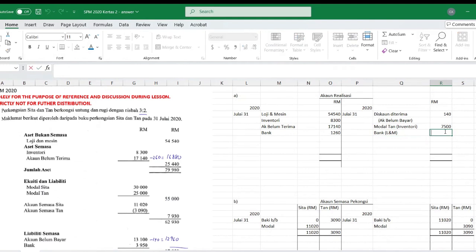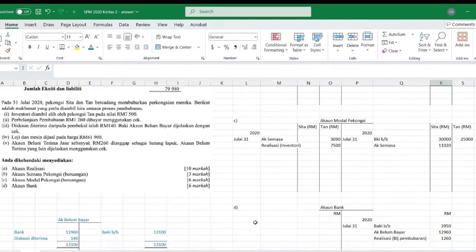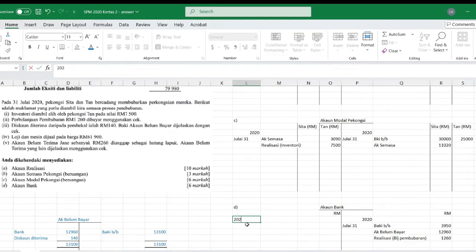Dijual pada harga 61,900. So hereby we'll debit the dissolution on 31st July and they received from realisasi for the sale of the machine, which is the 61,900. Okay, so it appears more natural now. They do have the funds to pay.